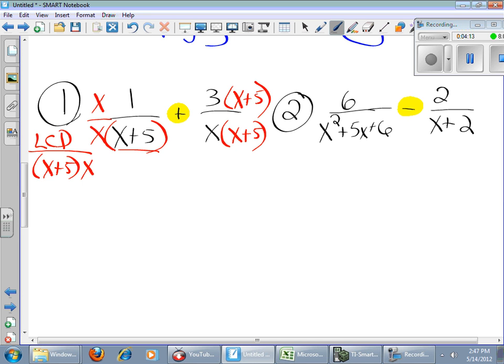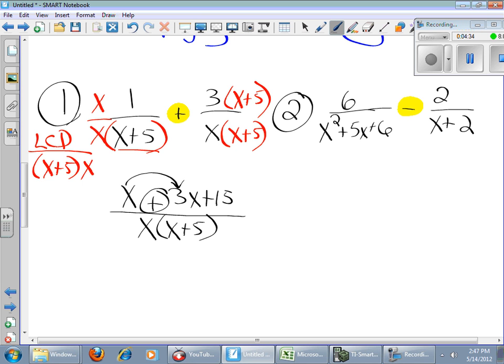So my LCD is x times the quantity of x plus 5. So when I do that, my fraction changes. The numerator of the first fraction becomes x. The numerator of the second fraction becomes 3x plus 15, and that'll be over the LCD. Now I'm not going to simplify anything here because of this addition sign. I am going to combine like terms. So I'm going to get 4x plus 15, and that's going to equal x times the quantity of x plus 5.